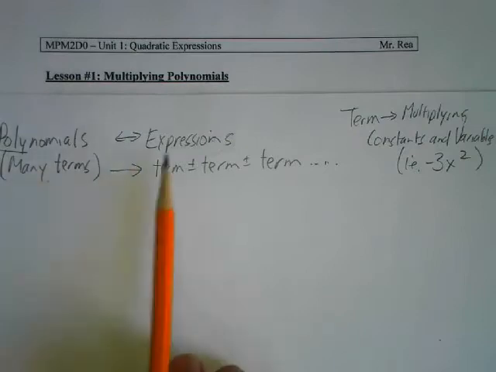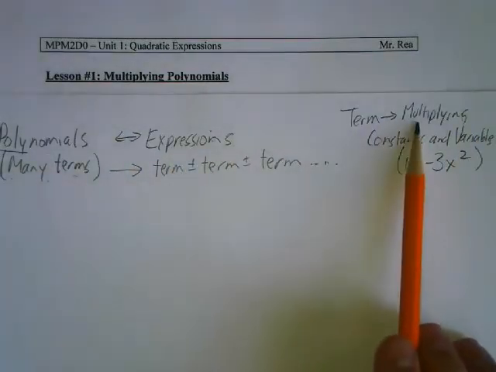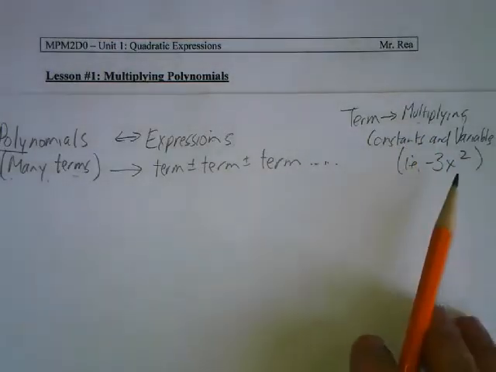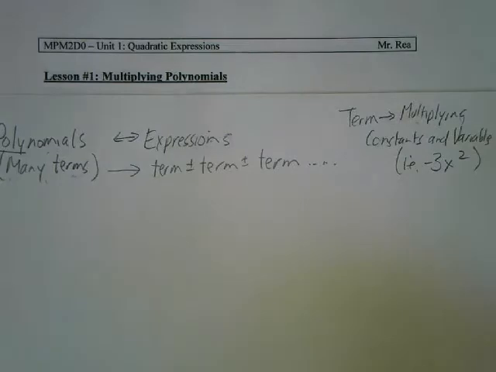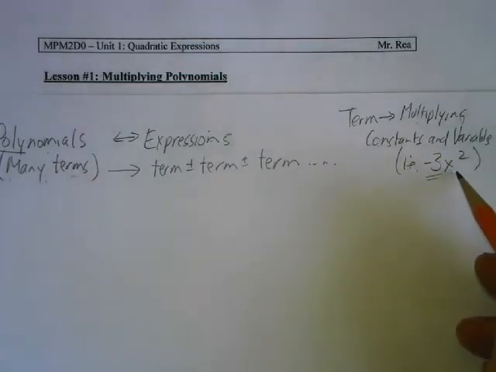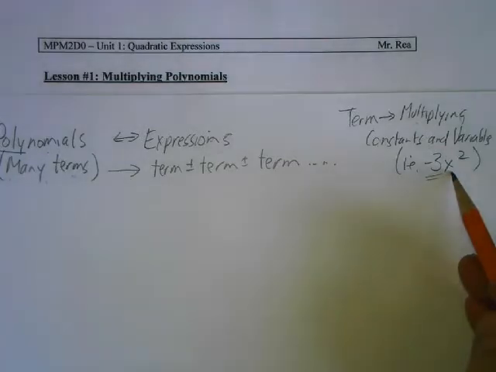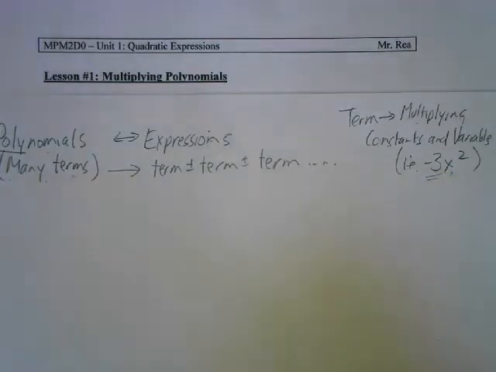Before we talk about this, what is a term? Just a reminder, a term is when you multiply constants and variables together. For example, negative 3x squared is a term. It could be any combination of any type of constant with one or more variables. It could involve just one variable, two or more, and we could also be multiplying that variable one or more times. For example, here we're multiplying x twice, x times x.